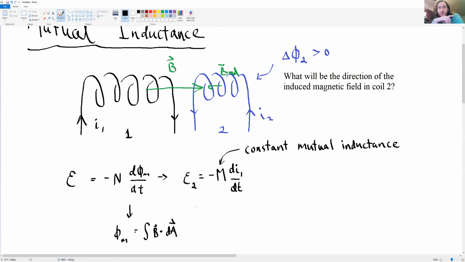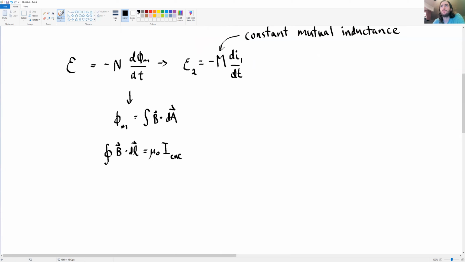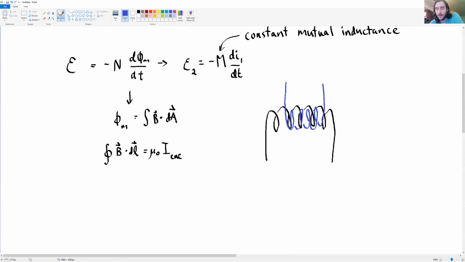It's curling back around to the other side of the solenoid. But you could imagine a situation where I have some coils of wire like this, and then I put another coil just right on top of that coil or inside of that coil, like so. I know this is probably a little bit difficult to visualize, but imagine I have a coil wrapped around another coil there.